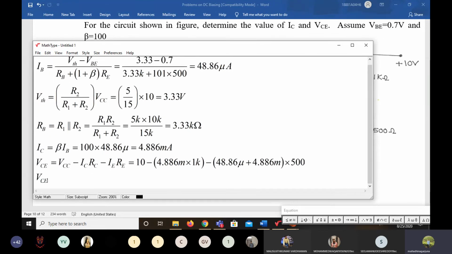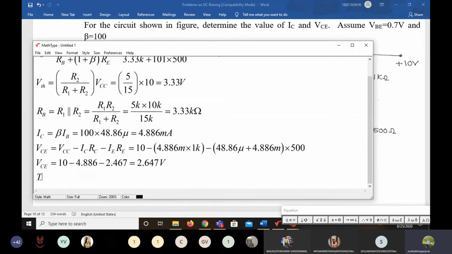Okay, so then VCE equals what is the answer? 10 minus, so milli and K cancel, so 4.886 minus 2.467. That equals 10 minus 4.886 minus 2.467, which is 2.647 volts. Okay, the answer is this.